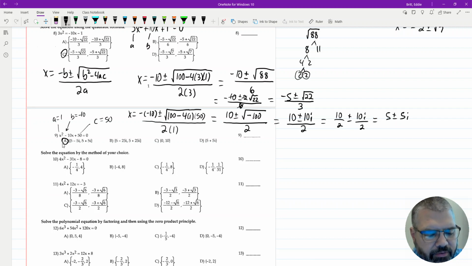Now the next problem says to solve by the method of my choice. This is a problem where you can use the choices or the answers down there to help you figure out what method you want to use. So if this problem had i in it, if it was a complex number, or if the answers looked like number 8 up here, I would probably use the quadratic formula. But you can see they're all numbers without square roots. So that means that this will probably factor. It may not factor easily, but it'll factor.